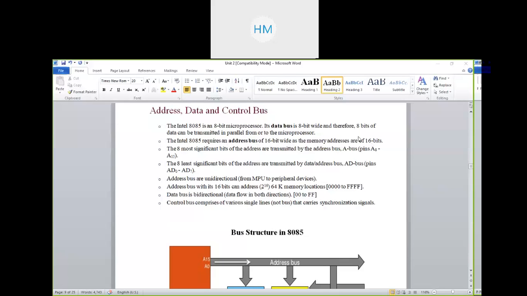The 8 most significant bits of the address are transmitted by the address bus. The address bus pins are A8 to A15. It is a 16-bit address bus, so it will have pins A15 to A0. But what we are saying is that the 8 most significant bits of the address, that is A15 to A8, are transmitted by the address bus.